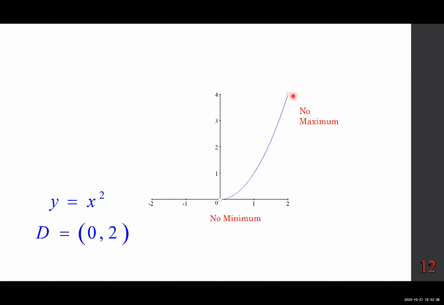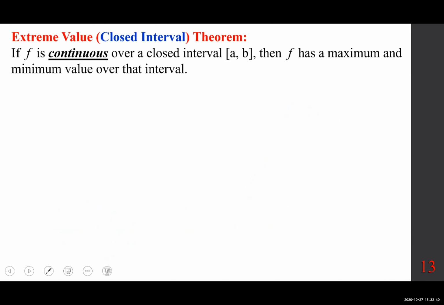All right, we have something called the extreme value or closed interval theorem. If you happen to have a continuous function, continuity is the key, and you happen to have a closed interval, then f has a max and minimum value over that interval. So we must have absolute max as well as absolute min.